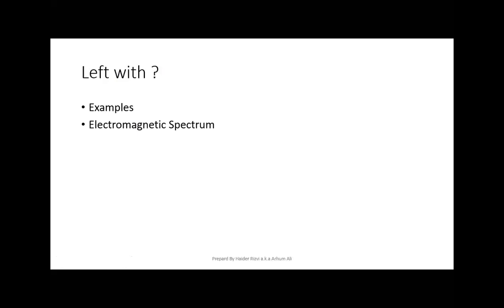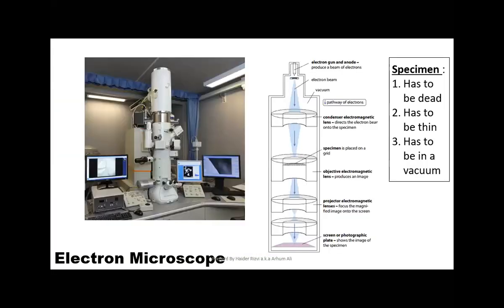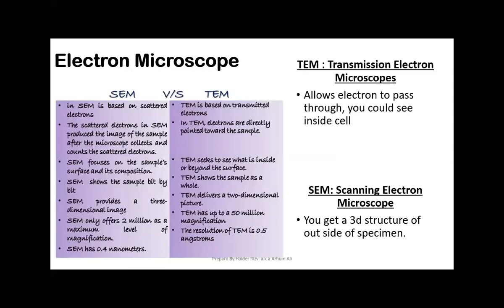Okay, so today we talked about the scanning electron microscope images, the transmission electron microscope images, and the two types of electron microscopes used in biology. And obviously we talked about the basic concept. We'll, inshallah, be doing some practice related to it, and we'll talk about how an electron microscope is different from the light microscope, and how the scanning electron microscope and the transmission electron microscope are different.